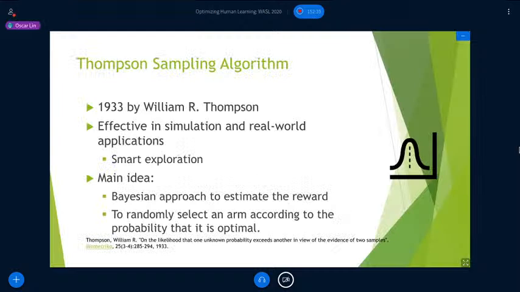The Thompson sampling approach was proposed by William Thompson in 1933, long ago, and has been used in simulation and real-world applications. It is a smarter exploration rather than greedy and random. The main idea is to estimate the rewards and randomly select an arm according to the probability that it is optimal.